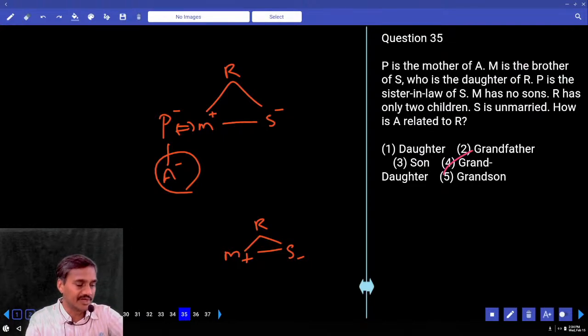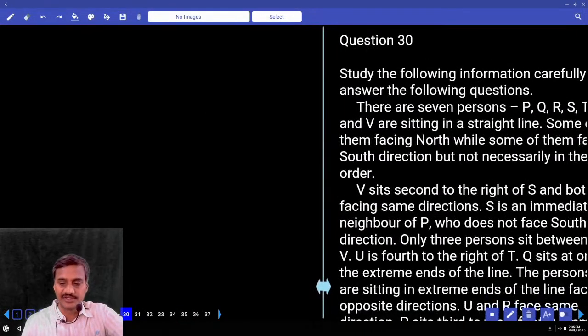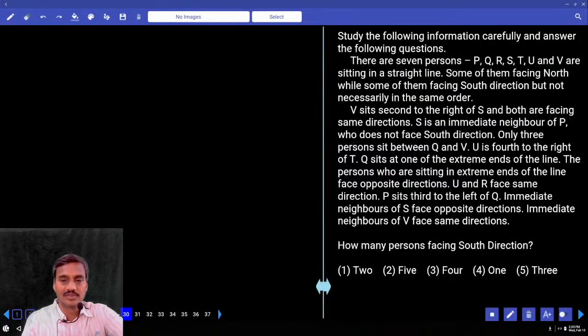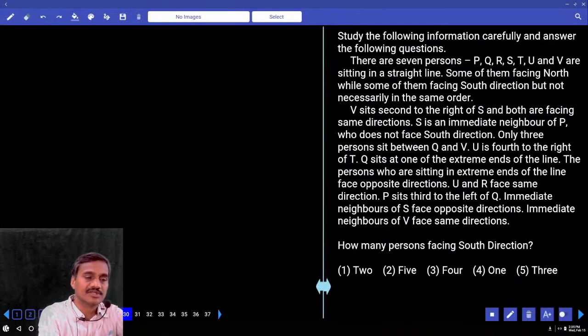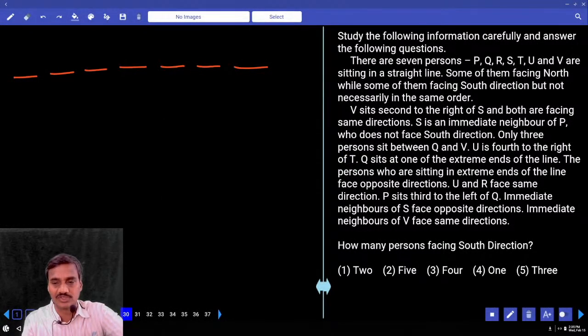Finally, we have left the set 30 to 34. Let us start with this one. What is the information we have? There are 7 persons seated in a row, 1, 2, 3, 4, 5, 6, 7. Some of them are facing north and some of them are facing south.